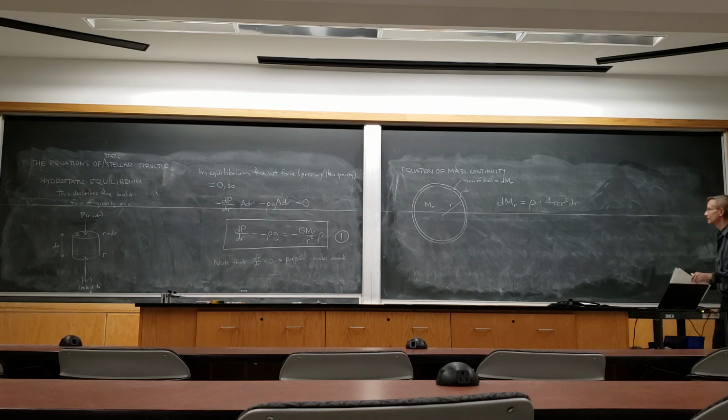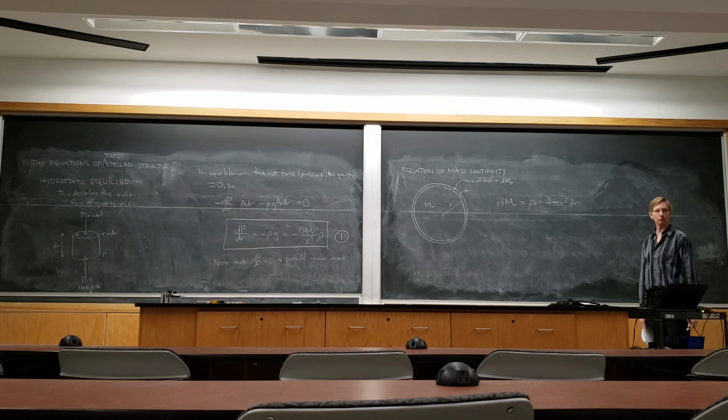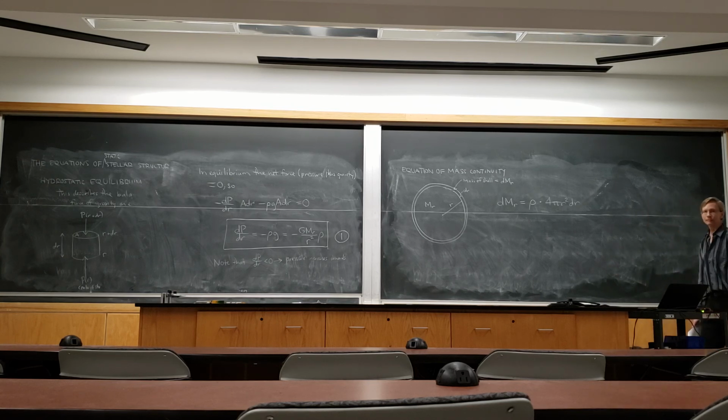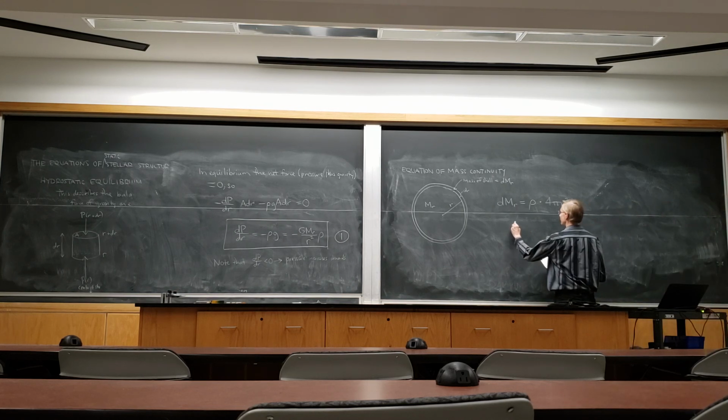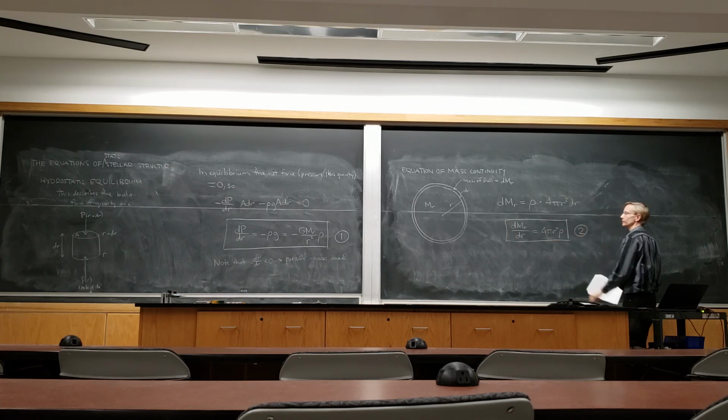So dm of r is rho times 4 pi r squared dr, where rho is the local density. It's rho at radius r, in other words. So this says that dm of r over dr is 4 pi r squared rho. And that is equation 2, the equation of mass continuity.